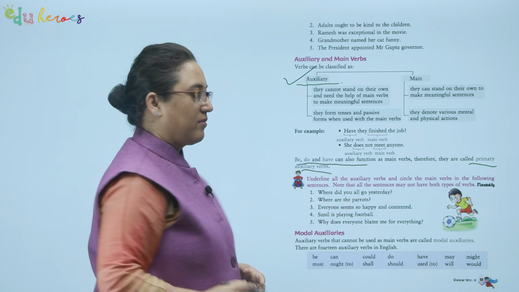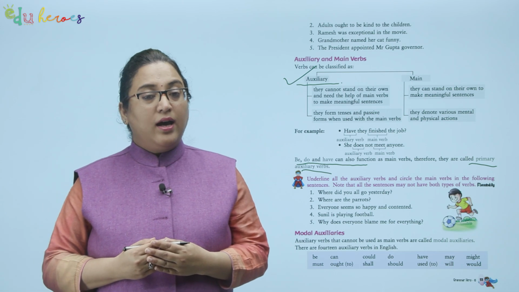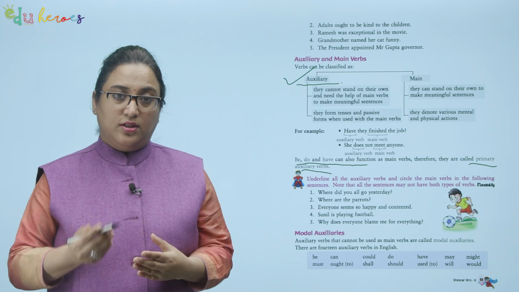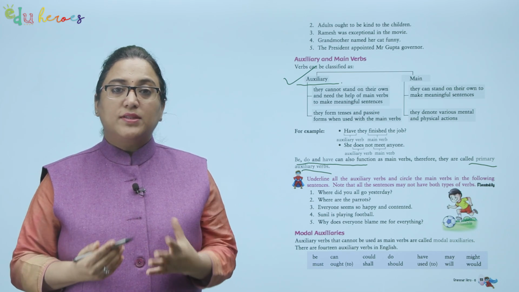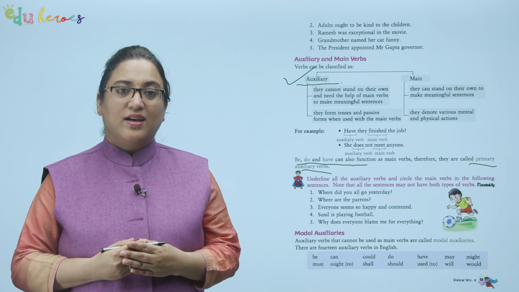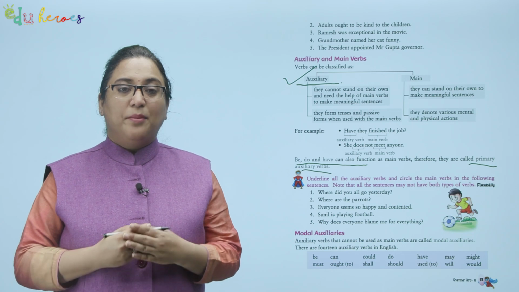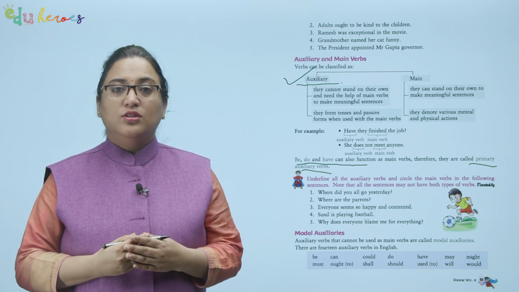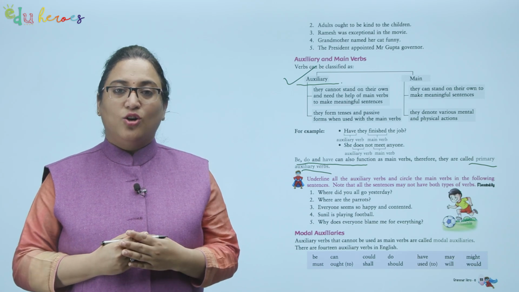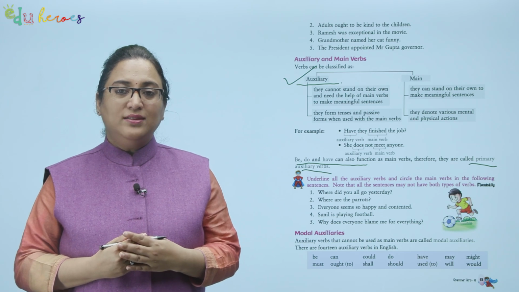You have another practice exercise here. And now we move on to another type of auxiliaries called modal auxiliaries. Auxiliary verbs that cannot be used as main verbs are called modal auxiliaries. There are 14 auxiliary verbs in English. Let's read along. Be, can, could, do, have, may, might, must, ought, ought to, shall, should, used, used to, will and would.